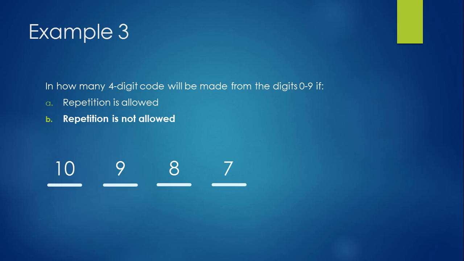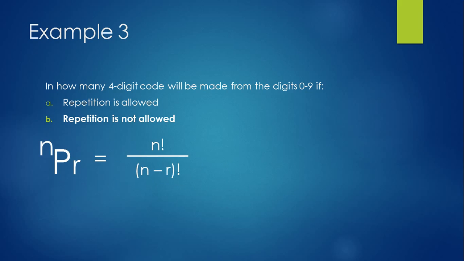Multiply since they are dependent events. And the answer is equal to 5,040. By following the formula, the solution would be nPr, which is equal to n factorial over quantity n minus r factorial, which will become 10 factorial over quantity 10 minus 4 factorial, and the answer will be 5,040.